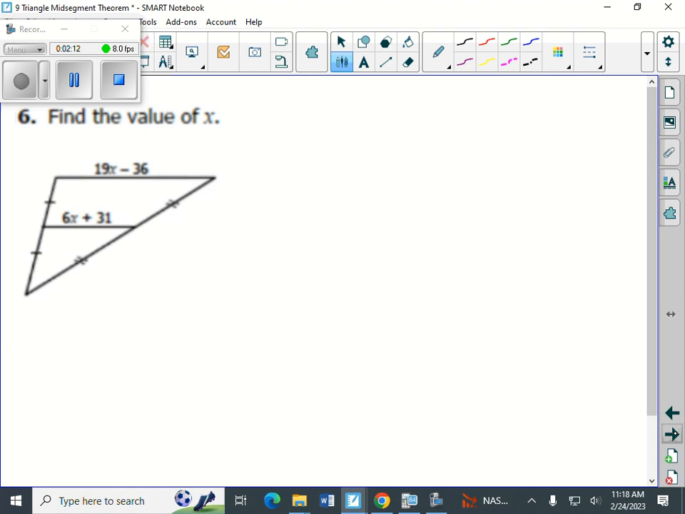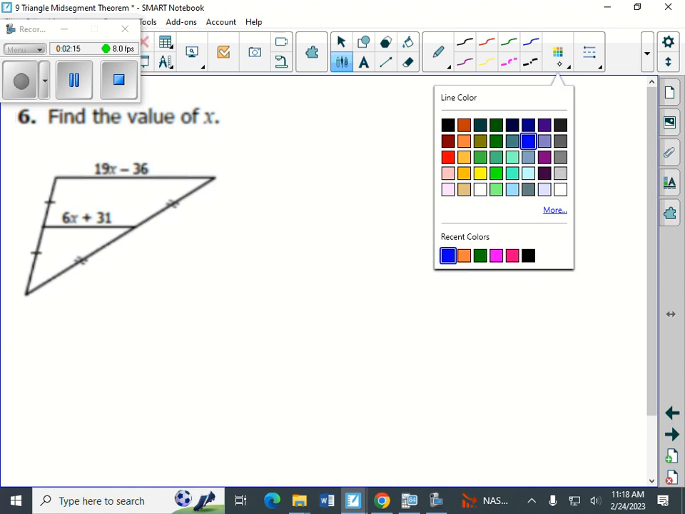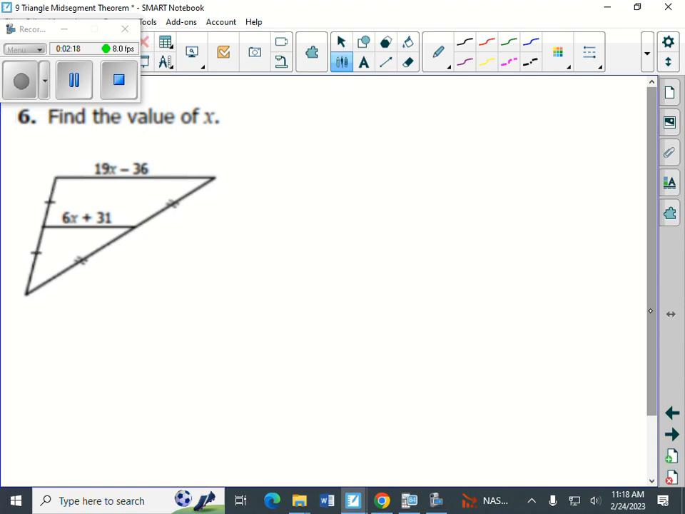Same idea on problem number 6. We want to find the value of x. And once again, using the triangle midsegment theorem, we're working with these lengths here. One of the reasons that I do know that this is a midsegment is because of our tick marks here and our tick marks here. And once again, the midsegment is the 6x plus 31, and its length is half as big as the 19x minus 36.